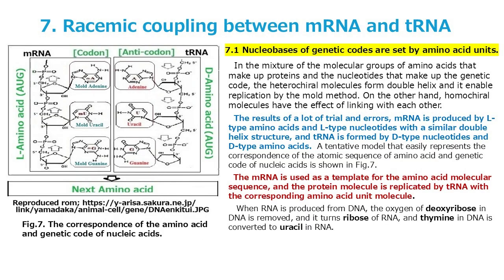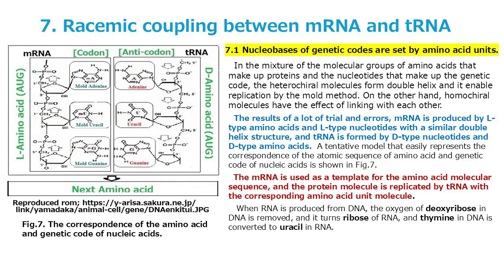Racemic coupling between mRNA and tRNA. Nucleobases of genetic codes are set by amino acid units. In the mixture of the molecular groups of amino acids that make up proteins and the nucleotides that make up the genetic code, the hetero-chiral molecules form a double helix and it enables replication by the mold method. On the other hand, homochiral molecules have the effect of linking with each other.